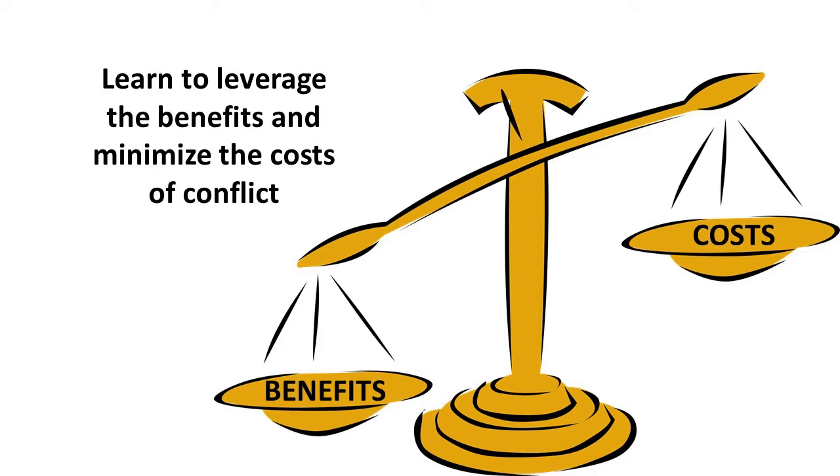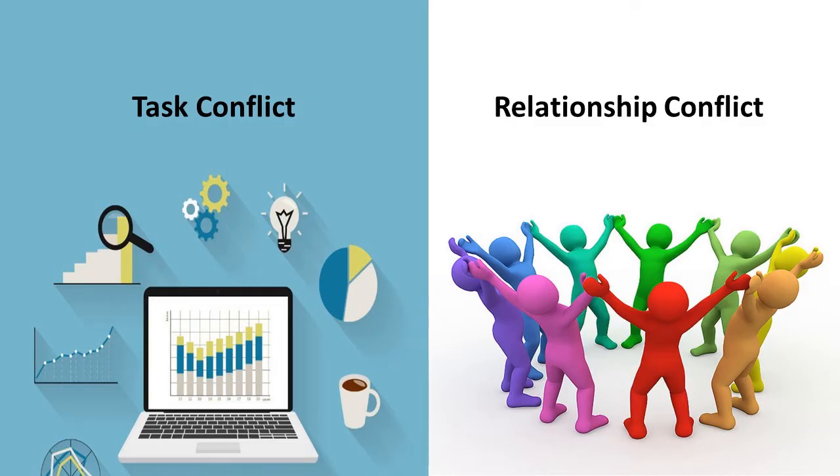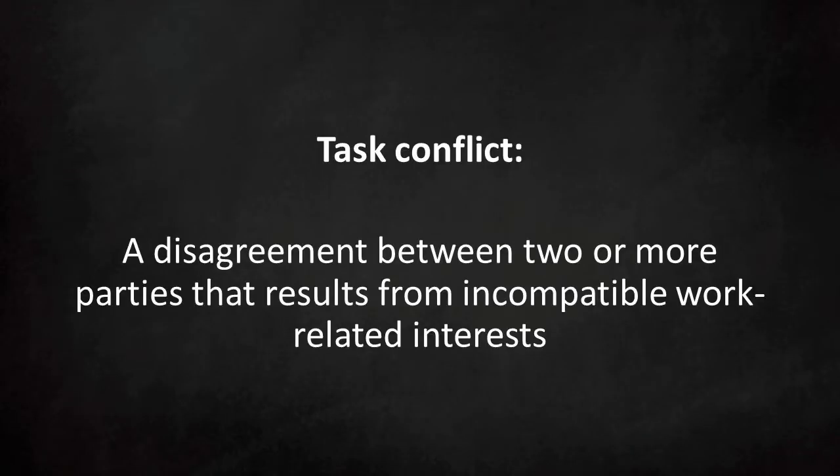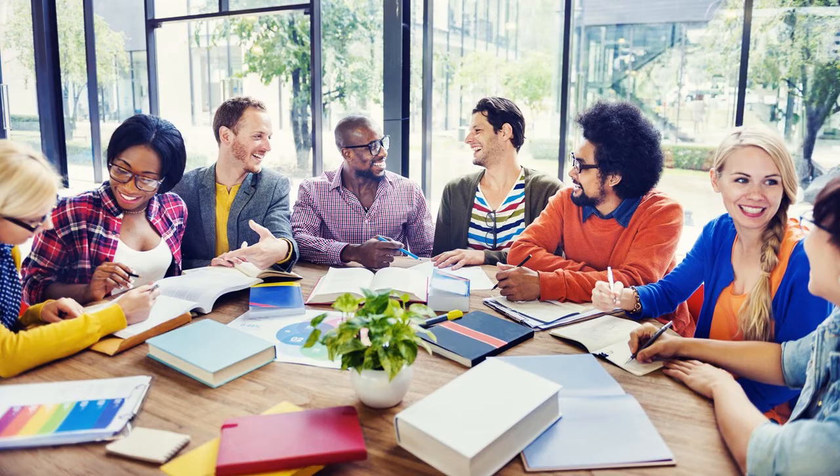Let's learn more about the different types of conflict. Most models of conflict divide it into two types: task conflict and relationship conflict. Task conflict refers to disagreements about the job, the task, or some other work-related issue. For instance, people may have different ideas about how a project should be completed. Task conflict has little to do with people, and it involves very little emotion. In fact, people can still get along really well, even when they experience task conflict.